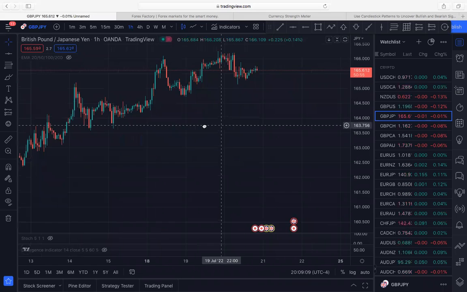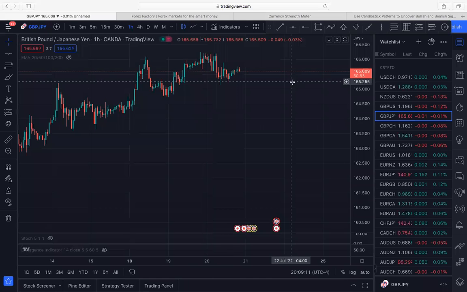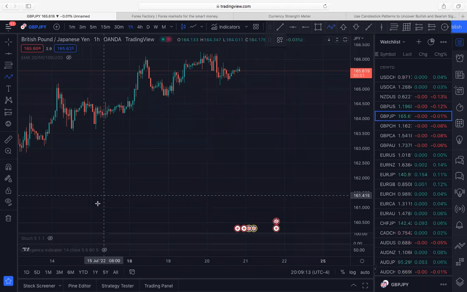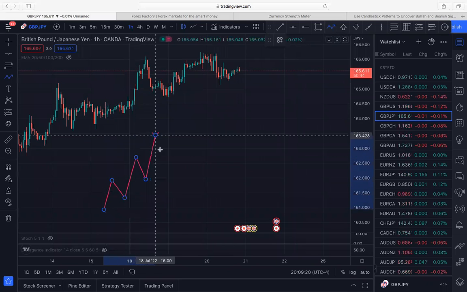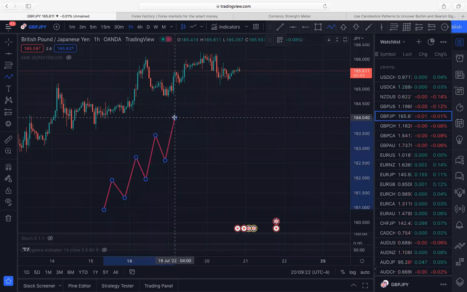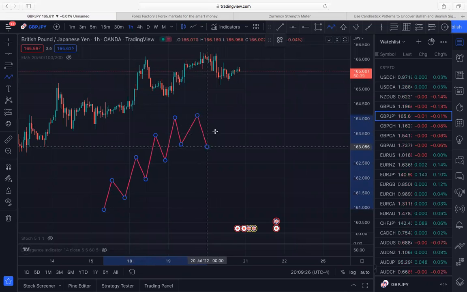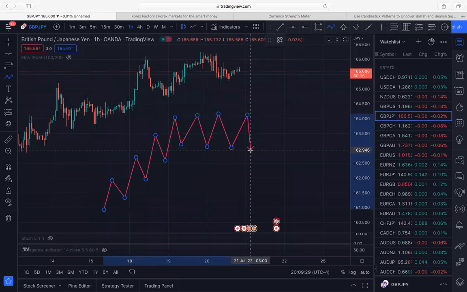So the market moves three ways. The market moves up like this. The market moves sideways like this. And the market moves down like this.